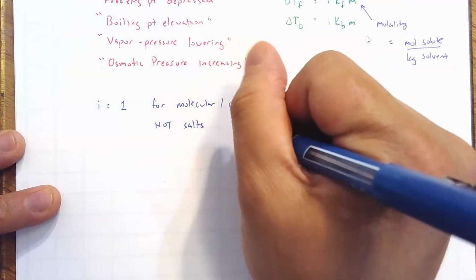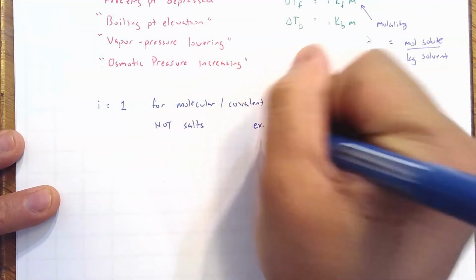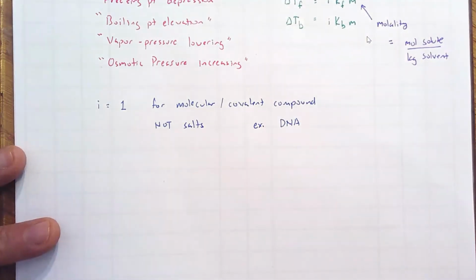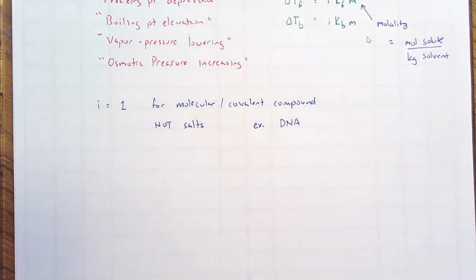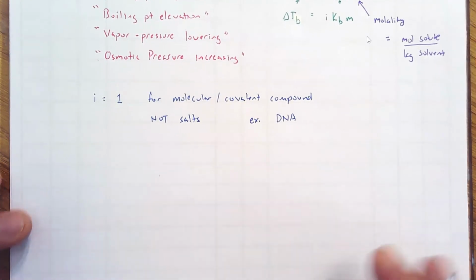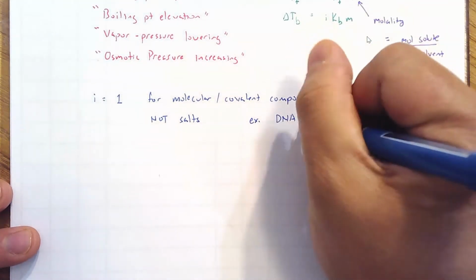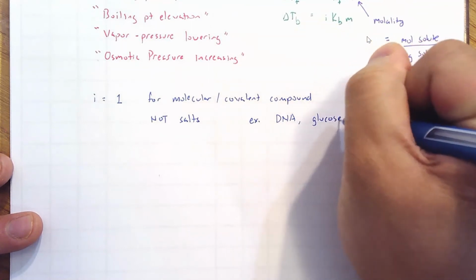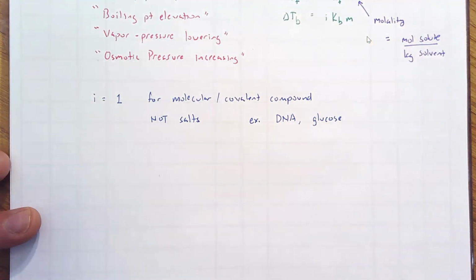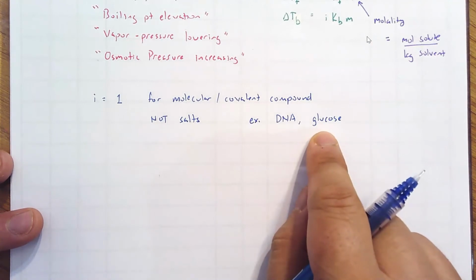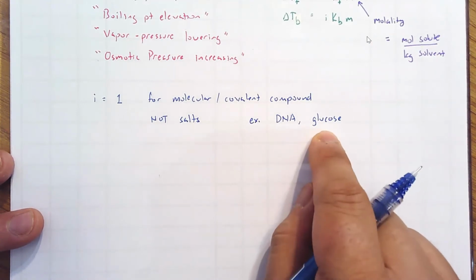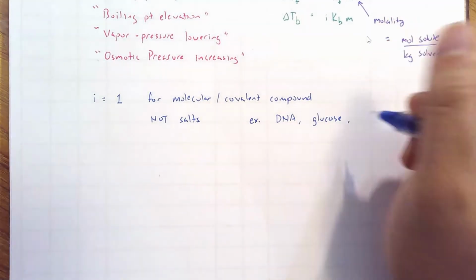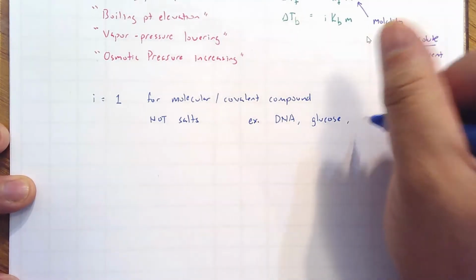For example, some classic examples. DNA, you could treat as a particle that doesn't break up when it dissolves in water. A much smaller example, glucose. That's a very popular example. You dissolve glucose in water. If you dissolve 0.24 moles of glucose, you have 0.24 moles of particles. That's what it literally means.